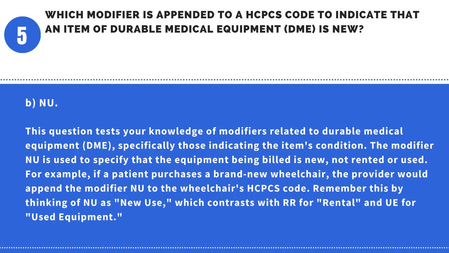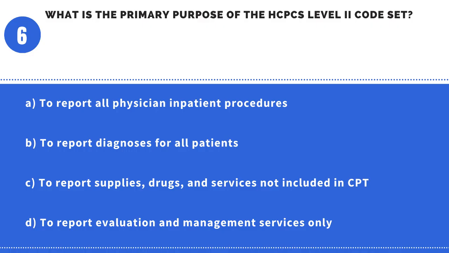This question tests your knowledge of modifiers related to durable medical equipment, specifically those indicating the item's condition. The modifier NU is used to specify that the equipment being billed is new, not rented or used. For example, if a patient purchases a brand new wheelchair, the provider would append the modifier NU to the wheelchair's HCPCS code. Remember this by thinking of NU as new use, which contrasts with RR for rental and UE for used equipment. Question 6. What is the primary purpose of the HCPCS Level 2 code set?